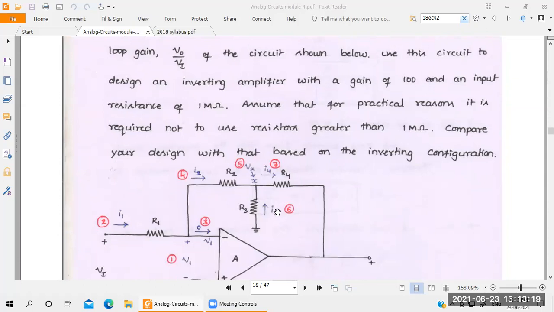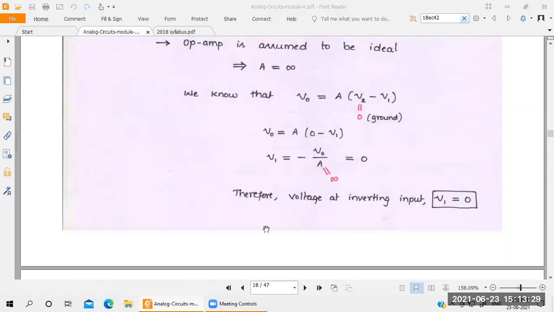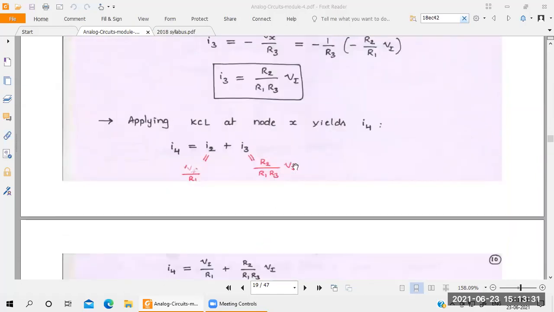KCL, you know, right? Incoming current is equal to outgoing current. Yes or no? So here the outgoing current is I4. So what are the incoming currents? I2 plus I3. Same thing, apply KCL here at the point Cx. I4 is the outgoing current. It should be equal to I2 plus I3. So I2 is what here? That is Vi by R1.